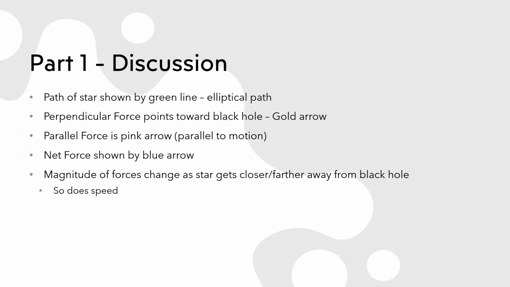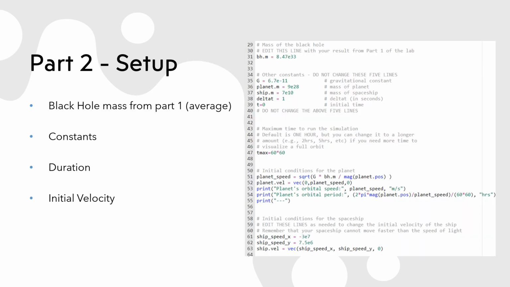And then for the part one discussion, the path of the star, as we could see, was the green line. The perpendicular force points towards the center, the parallel force was the pink arrow in the direction of motion, and the net force was the blue arrow. And the key thing is the magnitude of the forces changes as the star gets closer to or farther away from the black hole, and so does the speed.